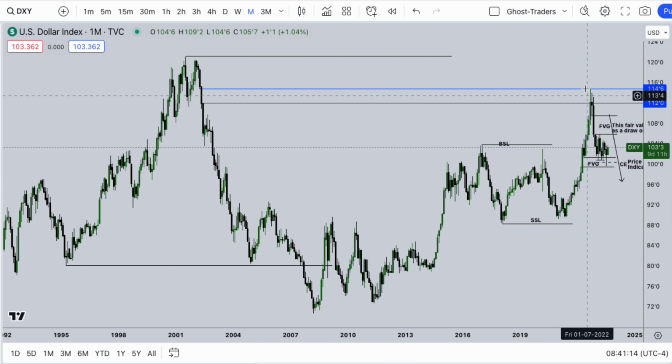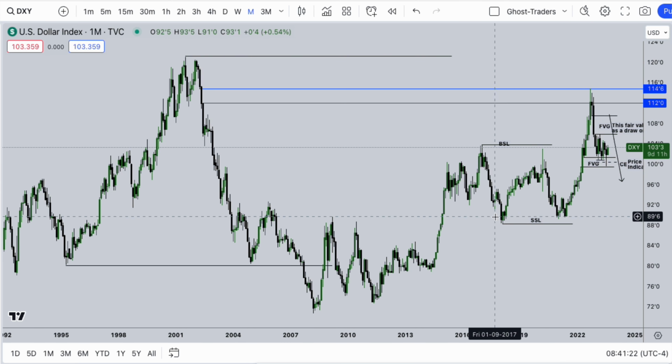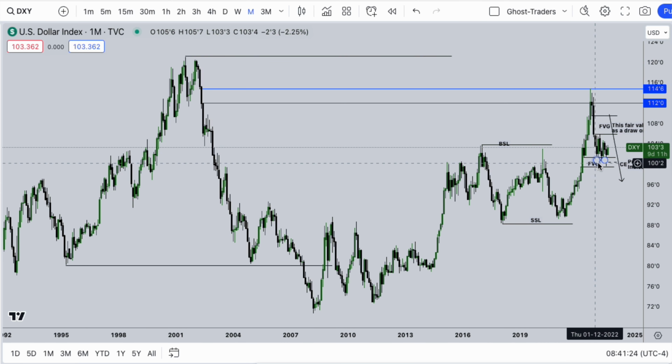Price came and closed that fair value gap, and guess what, price is now declining. So since we already have the directional bias, or we already have an idea that our price is bearish, what we're going to be anticipating from this fair value gap here is that our price is going to push and get to this level, and then from this level of our fair value gap, price is going to push down.